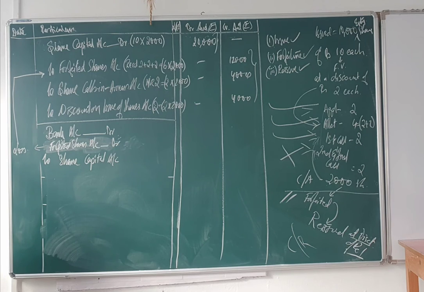Majority of the students don't understand why we are writing this, why we are not writing discount as we did at the issue time. This is the reissue time. Discount means it's a loss. Loss can be compensated if you have money. Yes, we have money in the forfeited shares account. We can adjust that, so we are doing it.